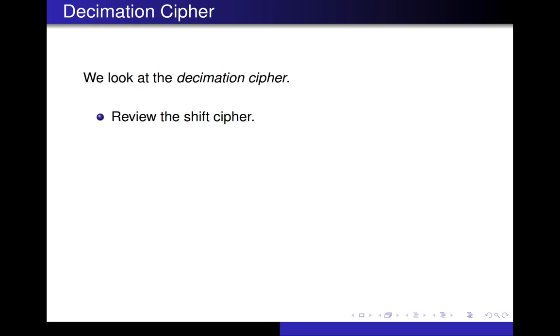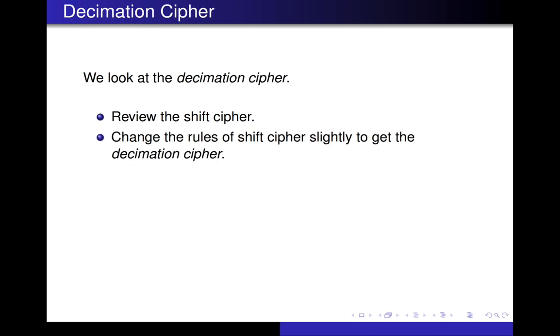Now we move on to our next cipher. It's called the Decimation Cipher. First thing we're going to do is look back at the shift cipher, which we learned a few ciphers ago. We're going to change the rules of the shift cipher slightly, changing addition to multiplication, and that will get us the decimation cipher.